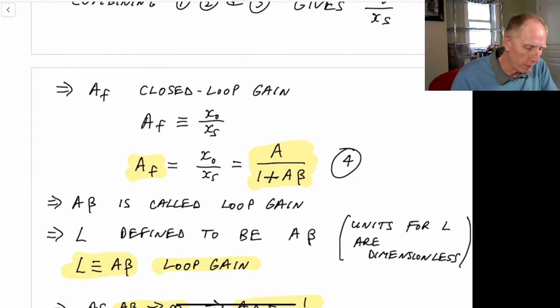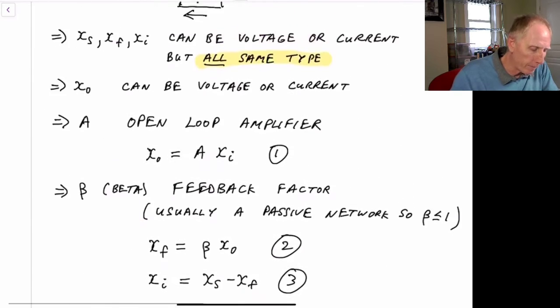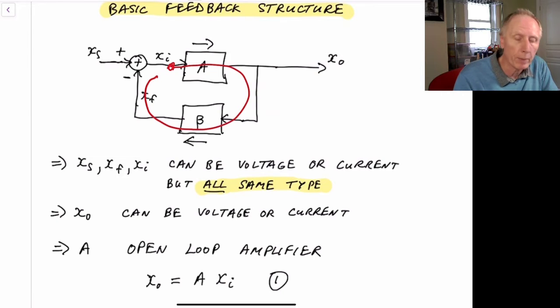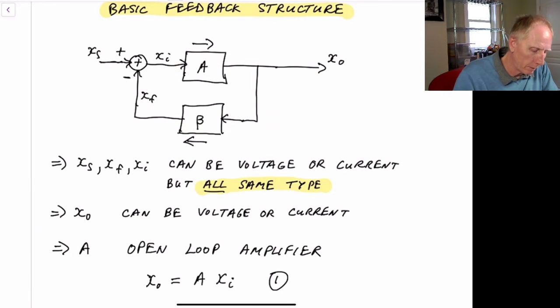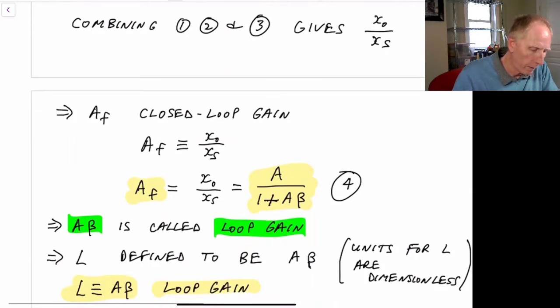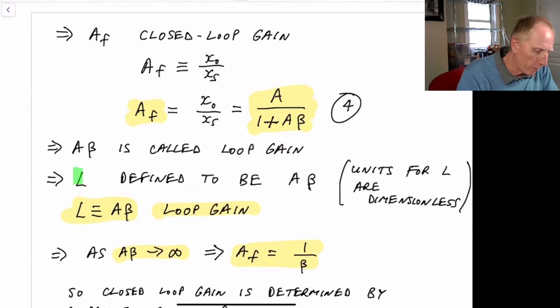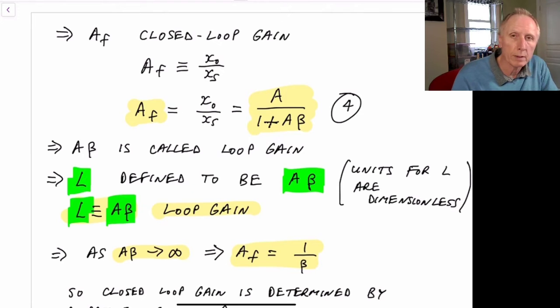We have some terminology here. We refer to A beta as the loop gain. The reason for that is it's the gain around the loop. If we start here and we go around this loop and back to here again, we see it's A times beta. So we call A beta our loop gain. And because that's so important, we also give it a new parameter, L. We'll define that to be A beta. And so L is just A times beta, the loop gain.